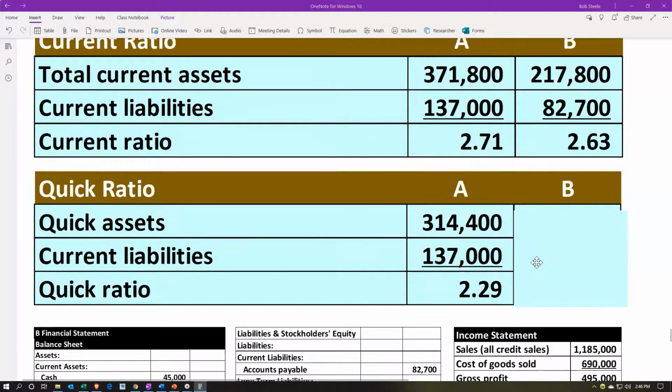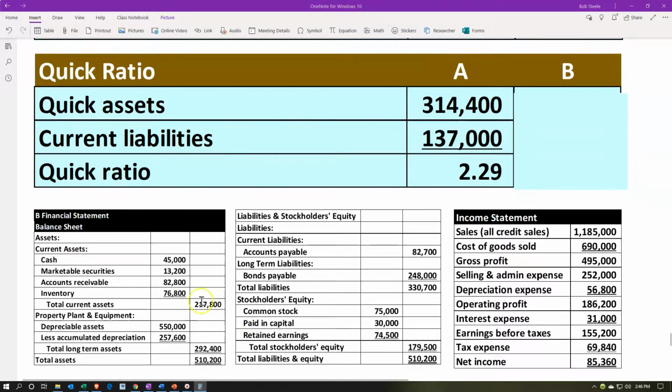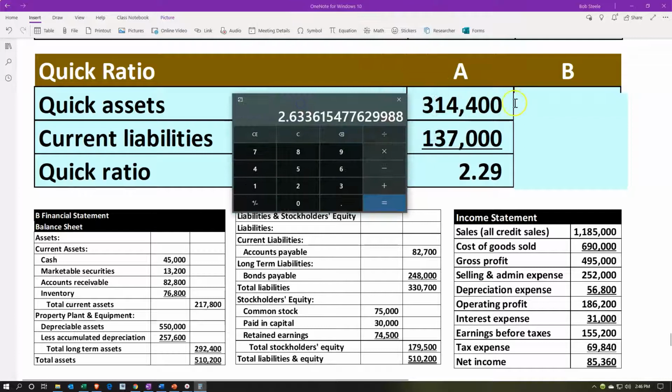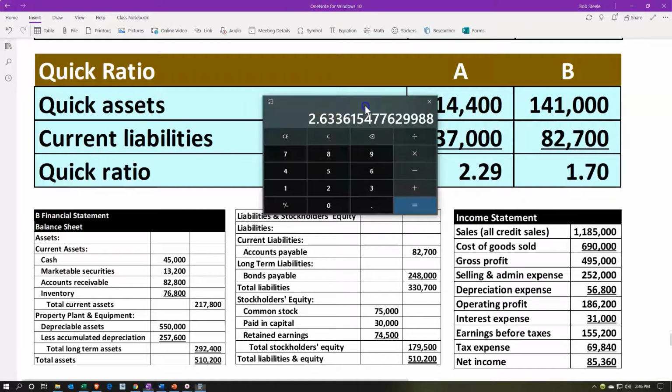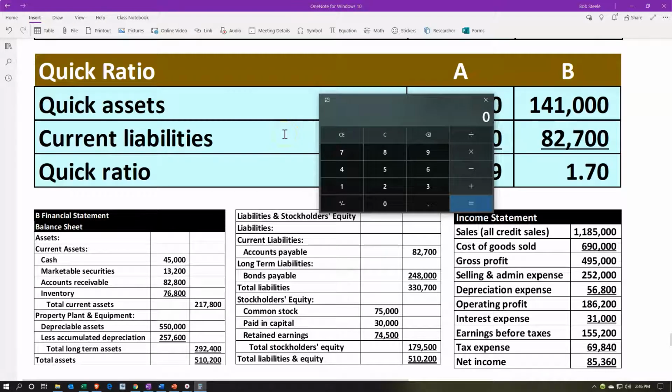Now you could restrict this further down by saying, okay, let's remove the inventory from the numerator and say not current assets but quick assets, and then we can say, well, what if there's a downtime and they can't sell inventory, could they still pay off their debt? Just to check it out. And we could say, well, let's take the quick assets then, which would be calculated as, you can do it a couple different ways. One, calculating cash, 45,000 plus the marketable securities, 13,200 plus the accounts receivable, 82,800 for the 141. Or you could take the total current assets of the 217,800 minus the inventory, the 76,800. That would give you that 141.